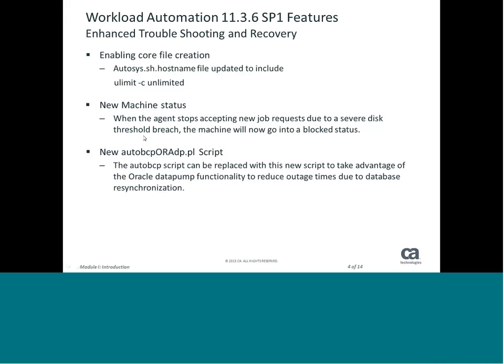Okay, next, machine status. There's a new machine status being added called blocked, which will describe when the agent has said, I don't have enough disk space, and I'm going to just block any new job requests from coming in. So the jobs will go into a pending machine status, but you'll know why it's actually not accepting any jobs. It's not that the agent is down yet, but it went into a block status and just doesn't have enough disk space to really handle the load.